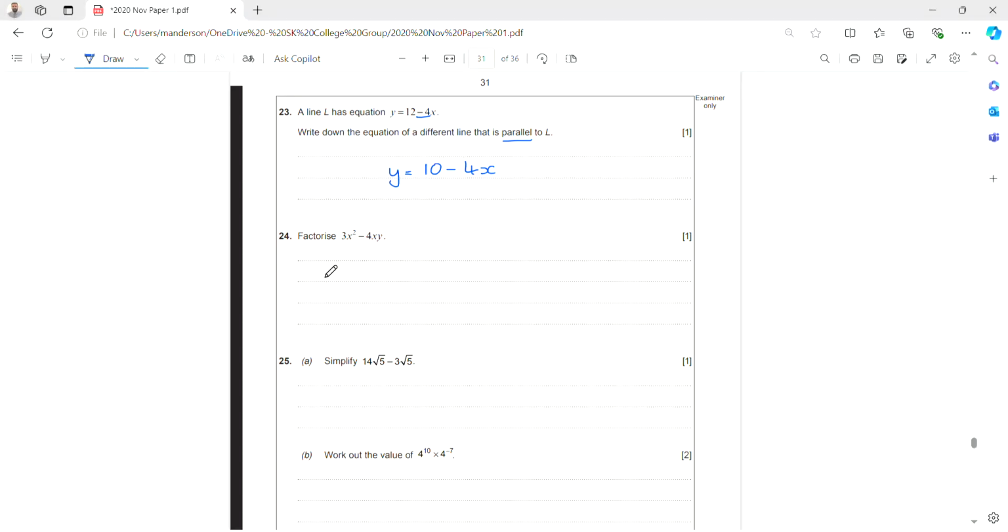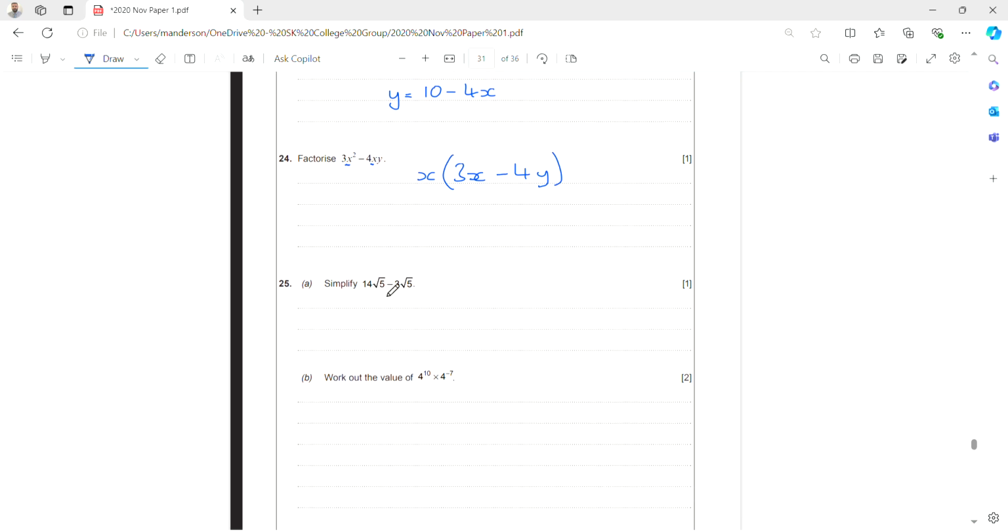Question 24 says factorize 3x squared minus 4xy. So when we're factorizing, we're looking for common factors. In this case, there are 2 terms, 3x squared and minus 4xy. The numerical values 3 and 4, there is no common factor there, but there is an x in this term and an x in that term. So x is what's going to come outside my bracket, and 3x squared divided by x leaves me with 3x, minus 4xy divided by x leaves me with minus 4y, and then I can close my bracket. So my answer is x, open bracket, 3x minus 4y.